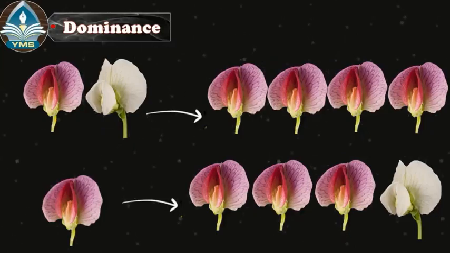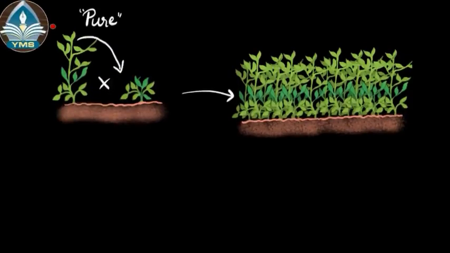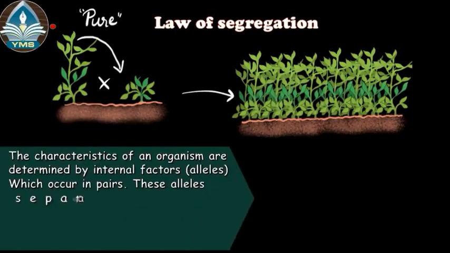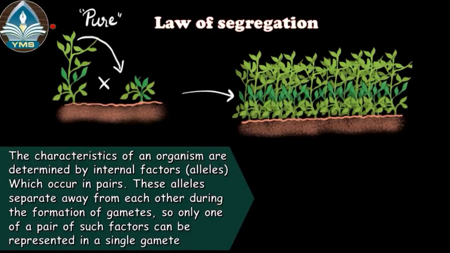And so let's go back to Mendel and what he concluded. By these experiments, like tall plant, short plant, pink flower, white flower, and the offspring he got, he came to his first law, the law of segregation. Segregation means to separate. His first law of segregation states that the characteristics of an organism are determined by internal factors. He called them alleles. These alleles occur in pairs.